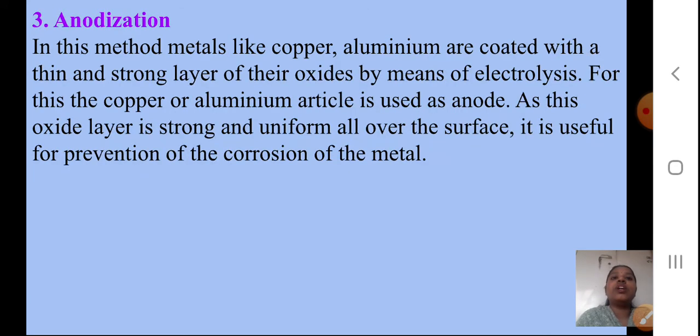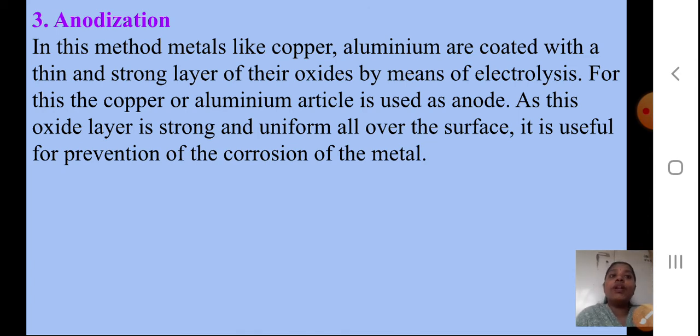Now third one is anodization. What is anodization? In this method, metals like copper and aluminium are coated with a thin and strong layer of their oxides by means of electrolysis. As I told you, in 9th standard you studied electrolysis of water. Please go through the 9th standard textbook again and see. So same here, metals like copper and aluminium are coated with a thin and strong layer of their oxides by means of electrolysis.